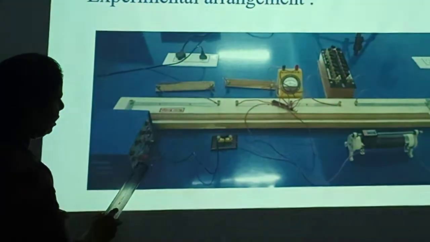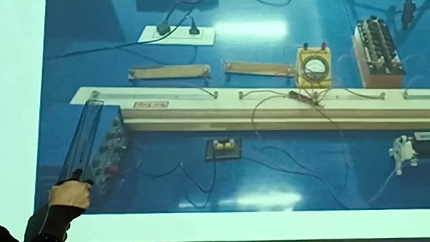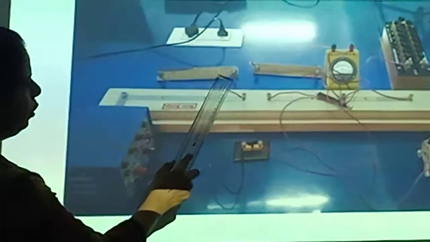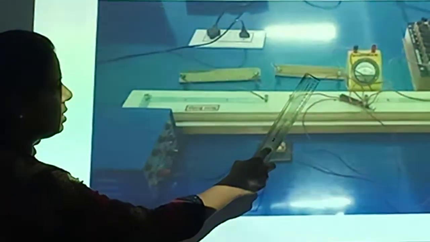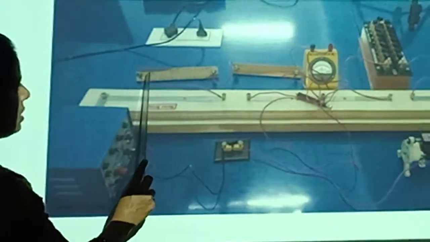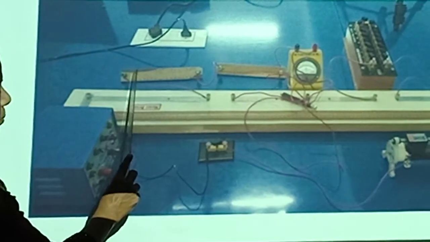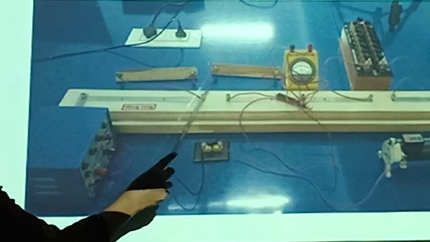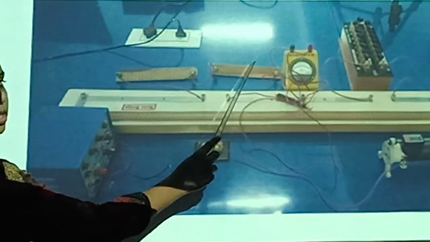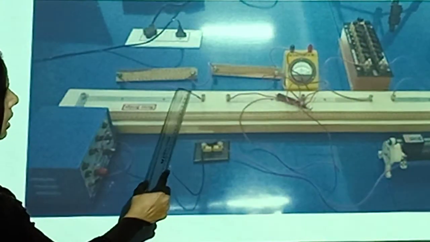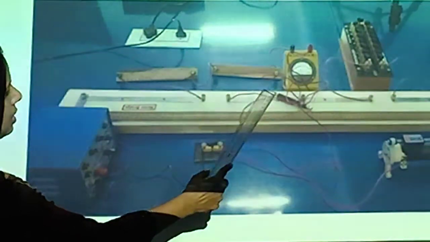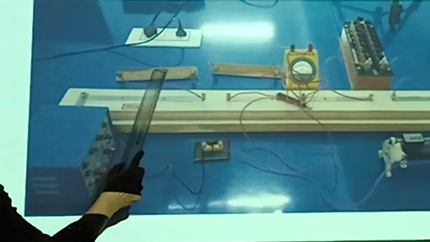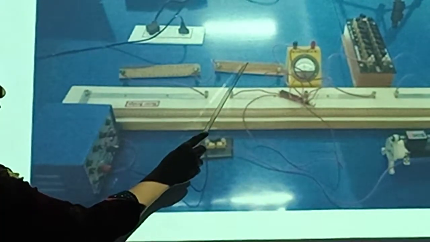Now see, the battery positive should be connected to the A point. These are two resistances, that is, unknown resistances. These are wooden strips with wire on them. So it has wire. This is x1, suppose this is x2. Now this is the series combination, you can see. X1 and x2 are connected in series combination.